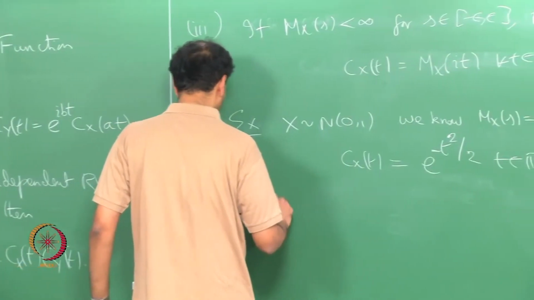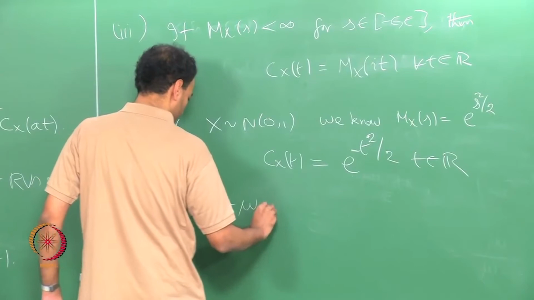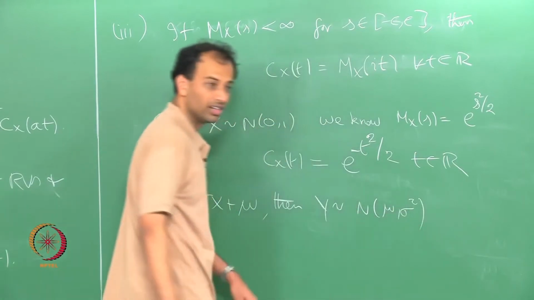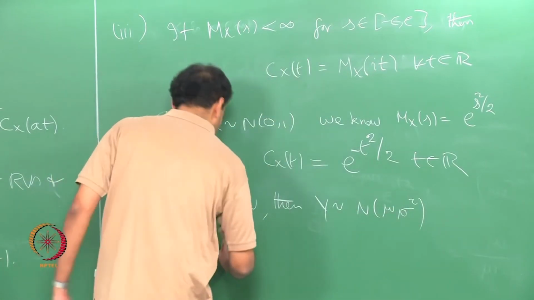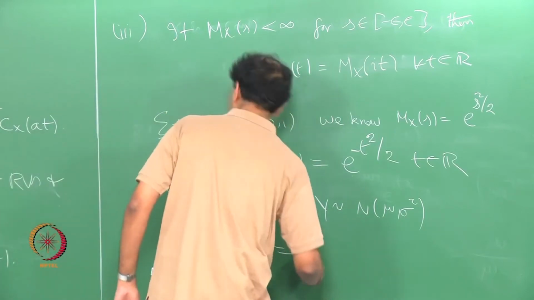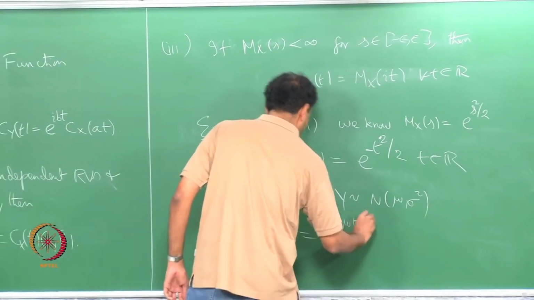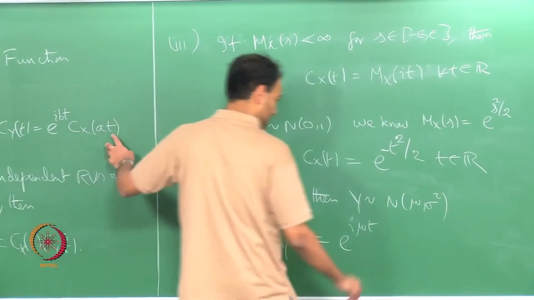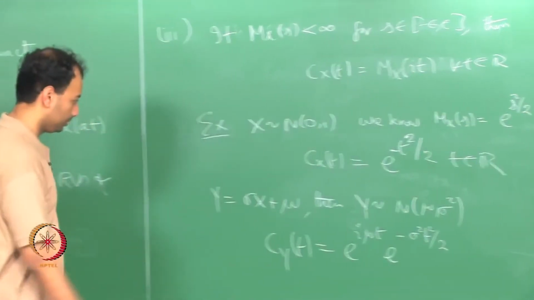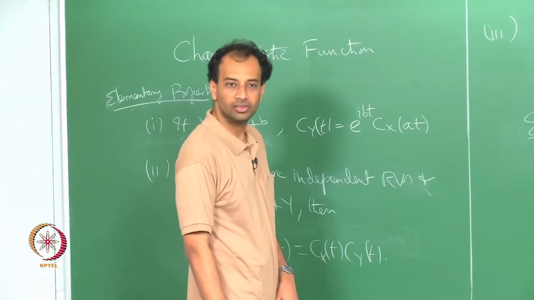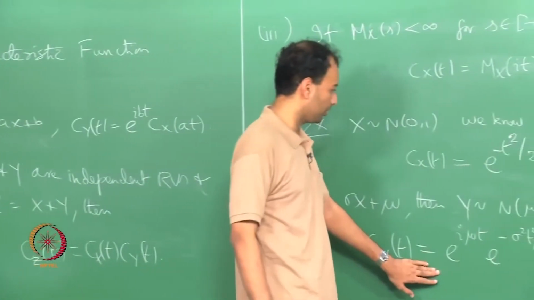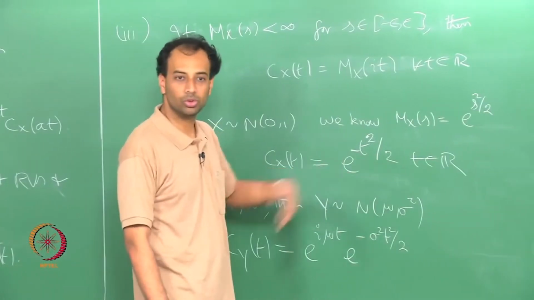of, let us say, y equal to sigma x plus mu, then y will become normal with mean mu and variance sigma squared, right. In that case your characteristic function Cy of t will be equal to, you apply that rule, you will get e power i mu t times Cx of sigma t, which will be e power minus sigma squared t squared over 2. I am just using this rule. So that gives you the characteristic function of even non-standard Gaussians, mean mu, variance sigma squared.